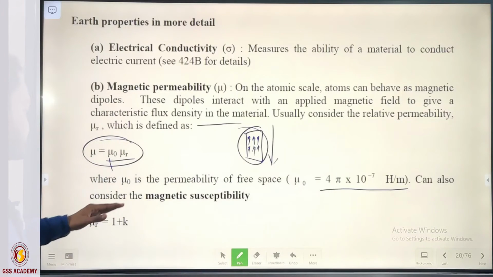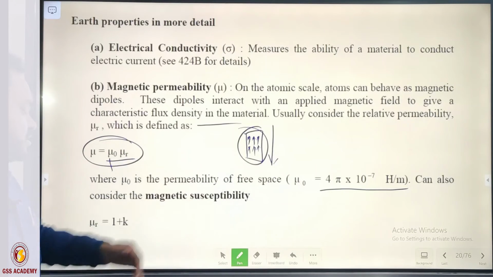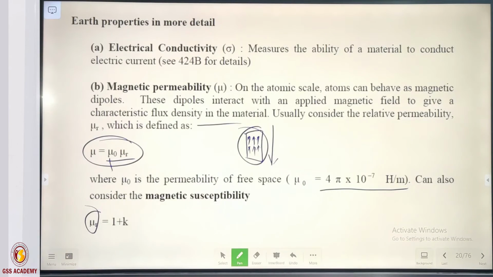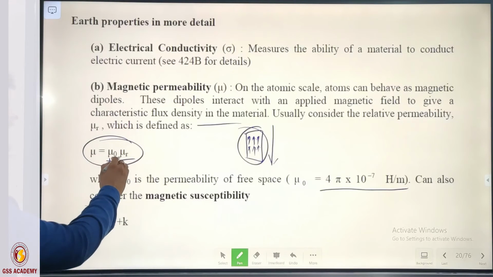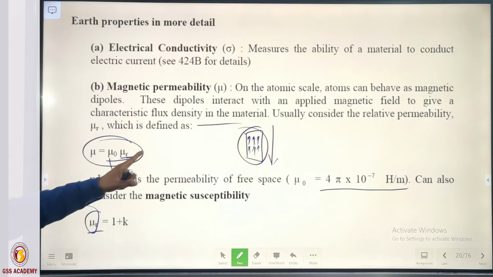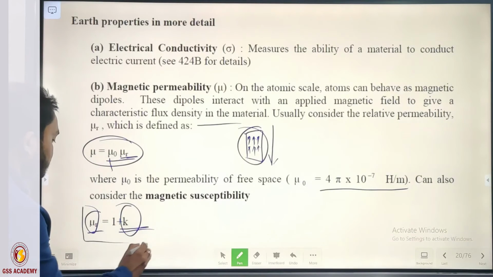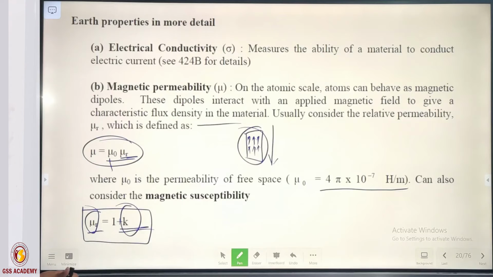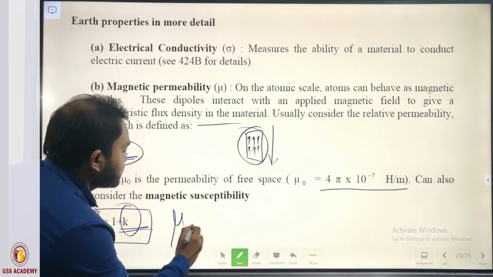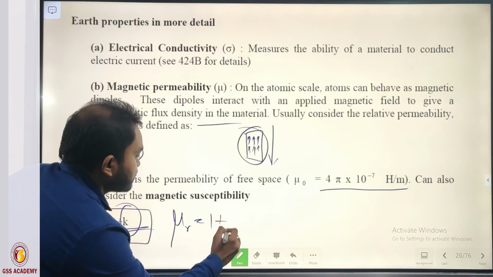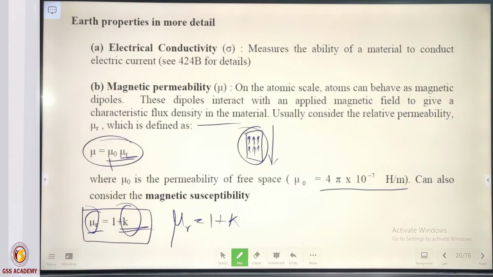We can also consider the magnetic susceptibility. This is related to the relative permeability, and this K is the magnetic susceptibility. So permeability and susceptibility are related by mu r equal to 1 plus K.